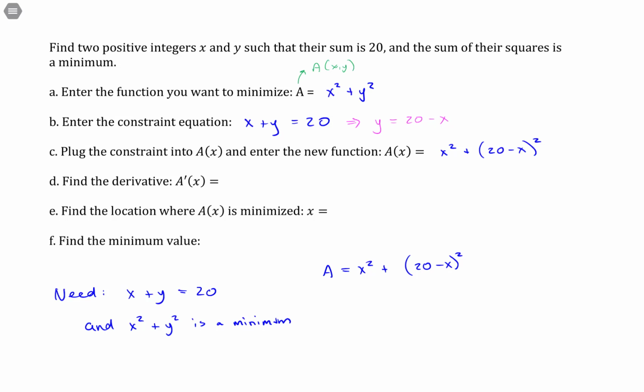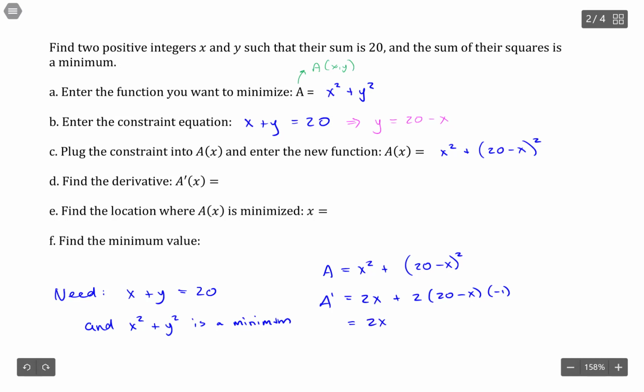So I could probably multiply this all out and get the derivative, or I could just use the chain rule, it looks like. So this would be 2x plus 2 times 20 minus x to the first power times the derivative of the inside, which is negative 1. So this would effectively be 2x minus, because 2 times negative 1 is negative 2, but times the 20, so negative 40. And then this would be plus 2x. So I'll go ahead and simplify it and say 4x minus 40.